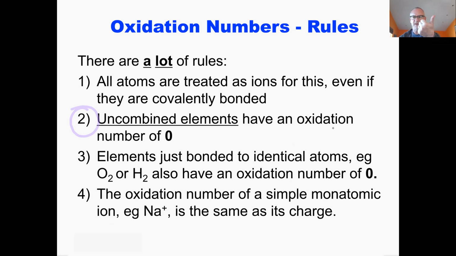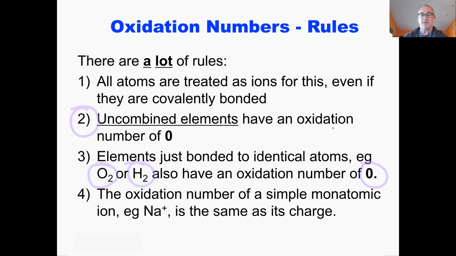Helium is going to be 0. All of the noble gases are going to be 0. Anything that's basically surrounded by nothing but its own atoms, uncombined elements, are going to be 0, just like elements bonded to identical atoms. I think of them as the same situation because they're uncombined with anything else other than themselves. They're going to be 0 as well. So the most stable form of any element is basically 0.